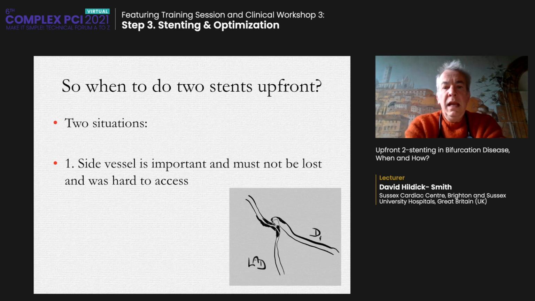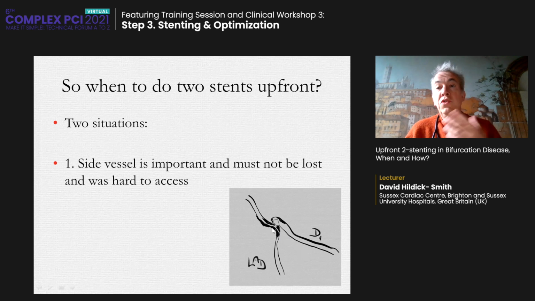In the drawing I've done here, I've tried to indicate a retroflexed large first diagonal with heavy disease in the LAD, rendering this very difficult to access. So once you've actually successfully accessed it with the wire, the last thing you want to do in this setting is jail it and make it difficult to access again. You want to secure it.